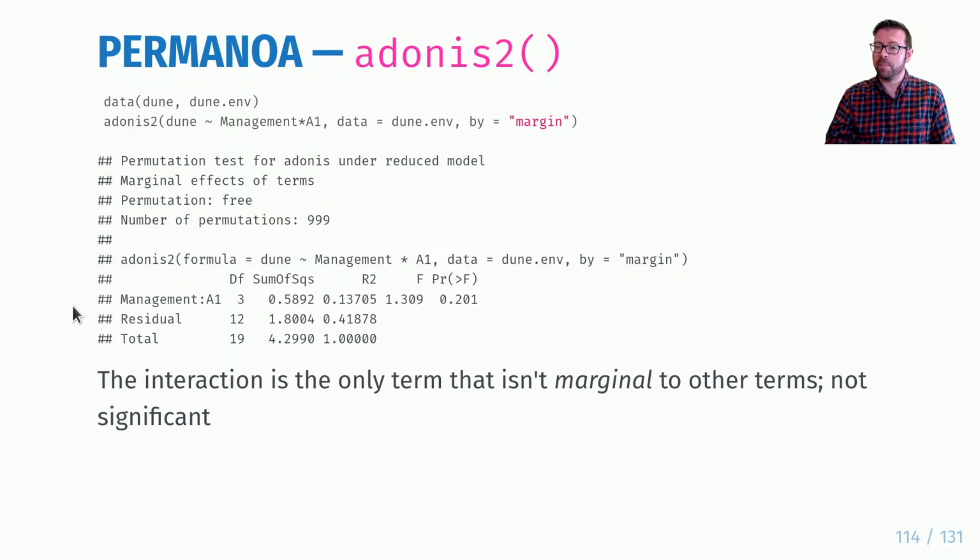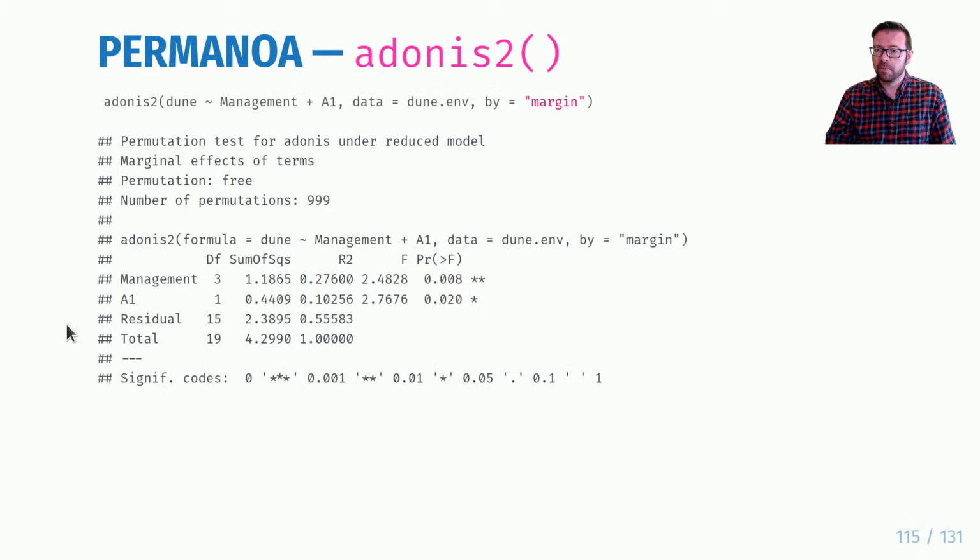Okay, so we could maybe leave off the interaction. And if we do that now, if we leave off the interaction and just look at the two main effects, then we see that they're both important, and we still see that management is perhaps the more important effect than the A1 horizon.